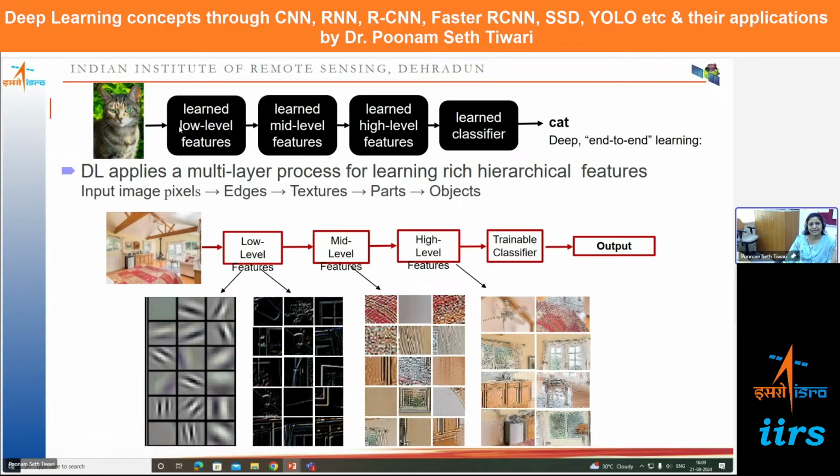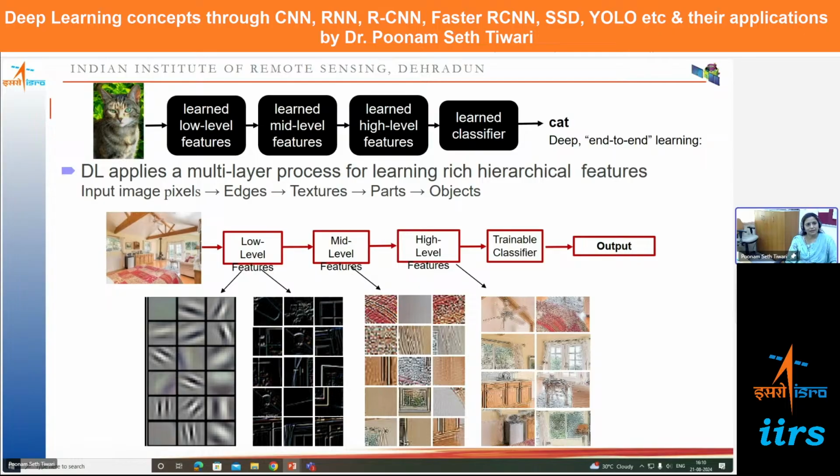So in the first layer, it will learn low level features, then it will learn mid level features, then it will learn high level features, then it will learn the classifier, and finally it will give me the result. So how is a human identifying a cat? We tell our children that this particular creature is a cat. Multiple times we are telling that this is a cat, this is a cat, this is a cat. So we are giving the training.